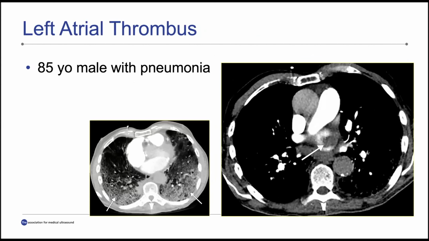Here's an 85-year-old male that presents with pneumonia. And again, I'm showing you on the left-hand side here, the infiltration of the lung parenchyma with infection. And in this case, in addition to the pneumonia, we see a filling defect in the left atrium on this CAT scan. Here we're looking at the main pulmonary artery. And here we're looking at a portion of the left atrium. And in that left atrium, we see that there's a clot, similar in appearance to what we saw in the ventricle. And again, because it's in the left side of the heart, very concerning for distal embolization.